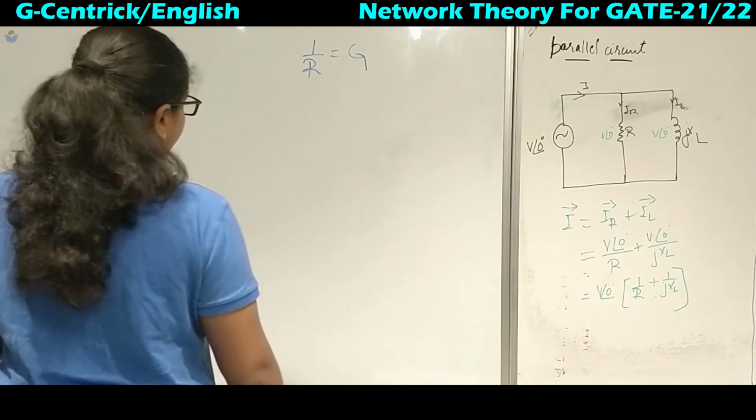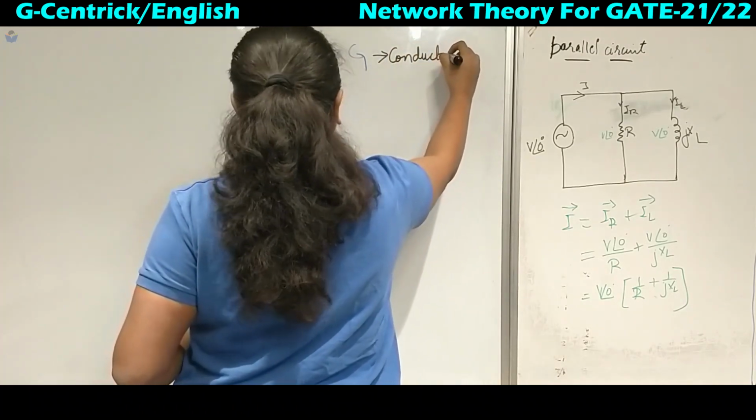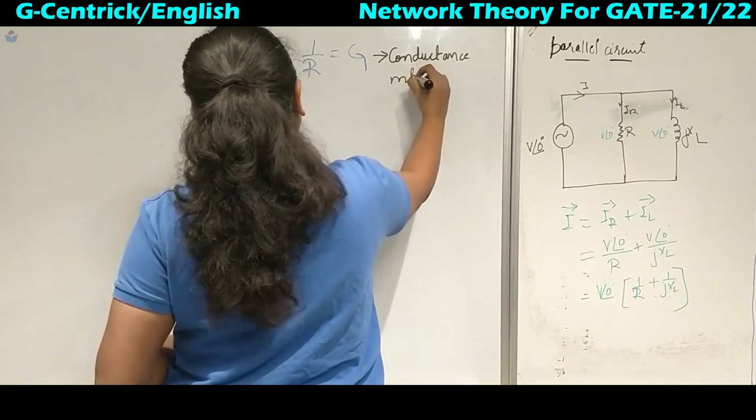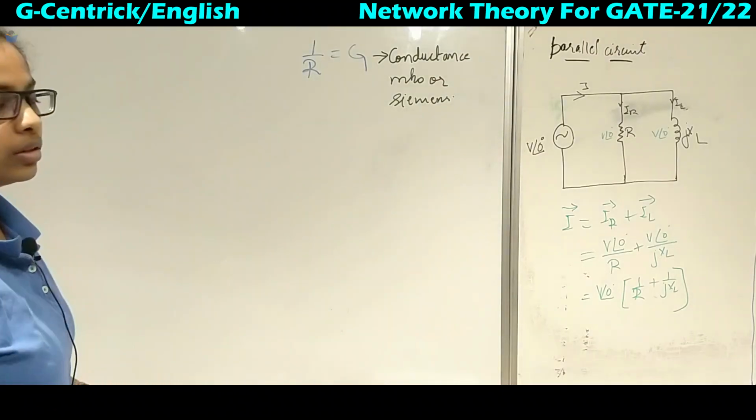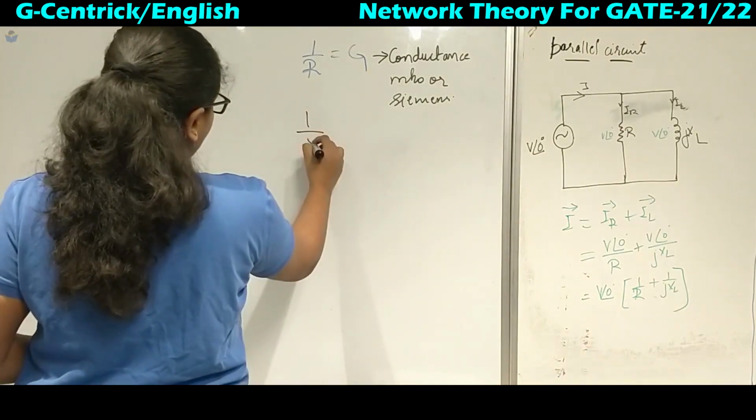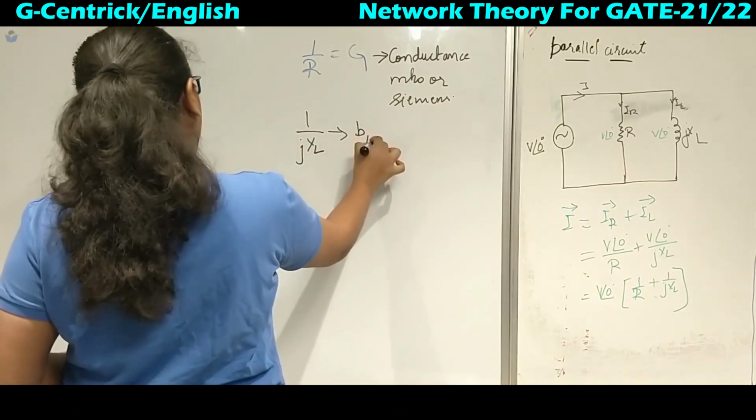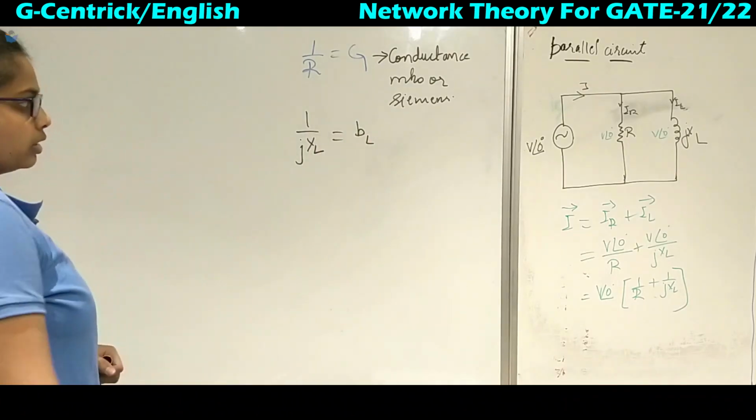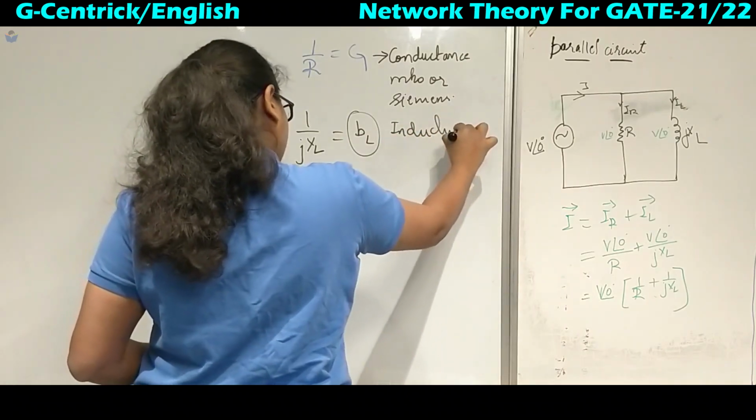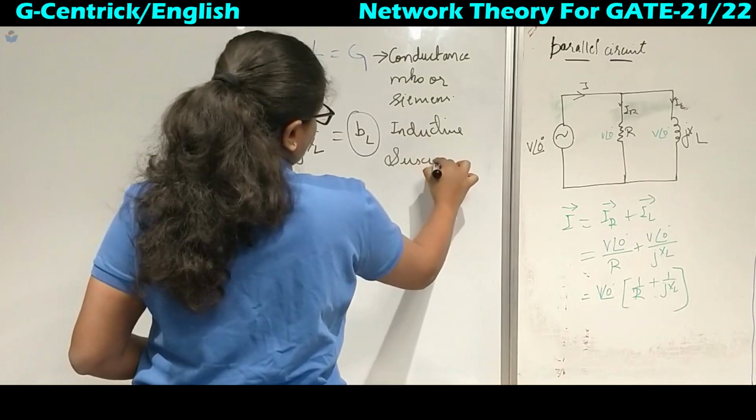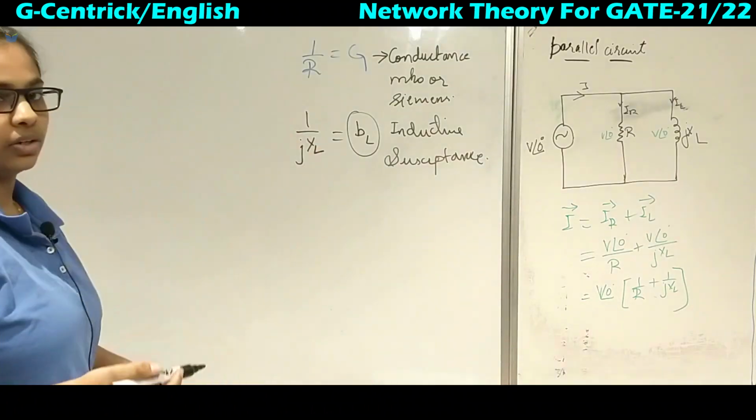When you write it as G, this is called conductance, and its unit is mho or Siemens. Similarly, for 1 by jXL, we will call it BL. This term BL is called the inductive susceptance.